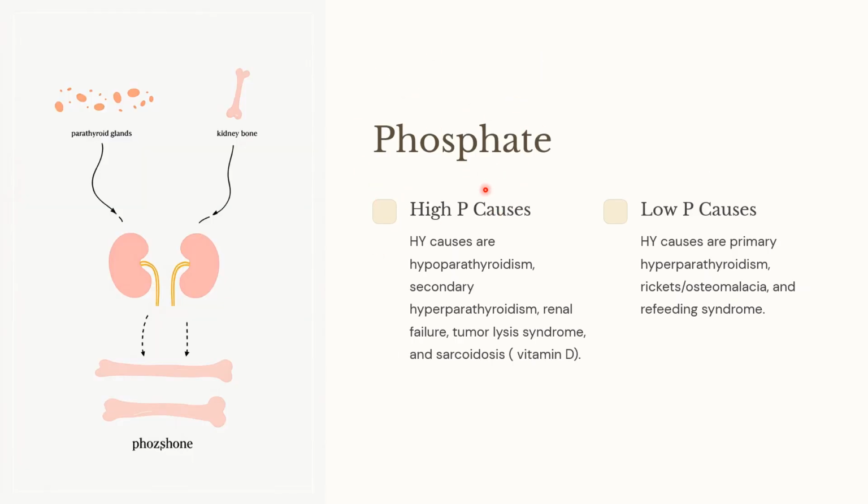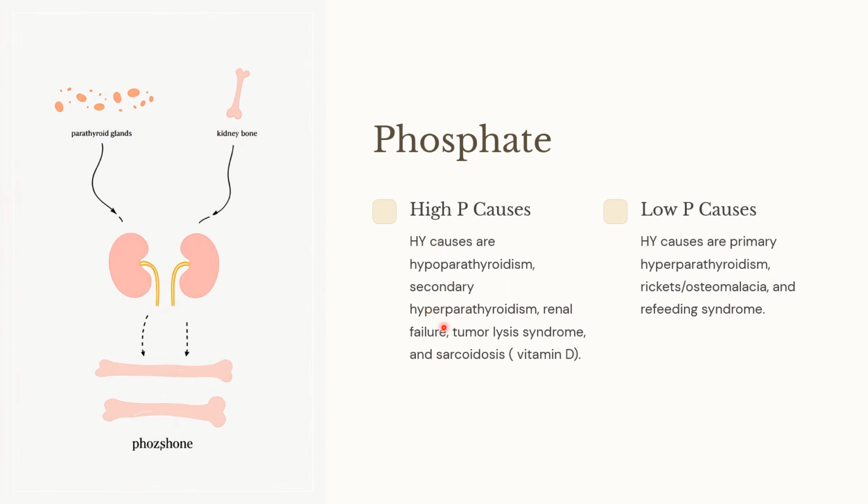Now let's finish this topic with phosphate and magnesium. For high phosphate, the most important cause is hypoparathyroidism. The parathormone released by the parathyroids causes calcium absorption and phosphate excretion. But if the parathormone is not produced, the calcium will not be absorbed and the phosphate will not be excreted. Therefore, the phosphate will stay within the body. So PTH deficiency results in high phosphate.